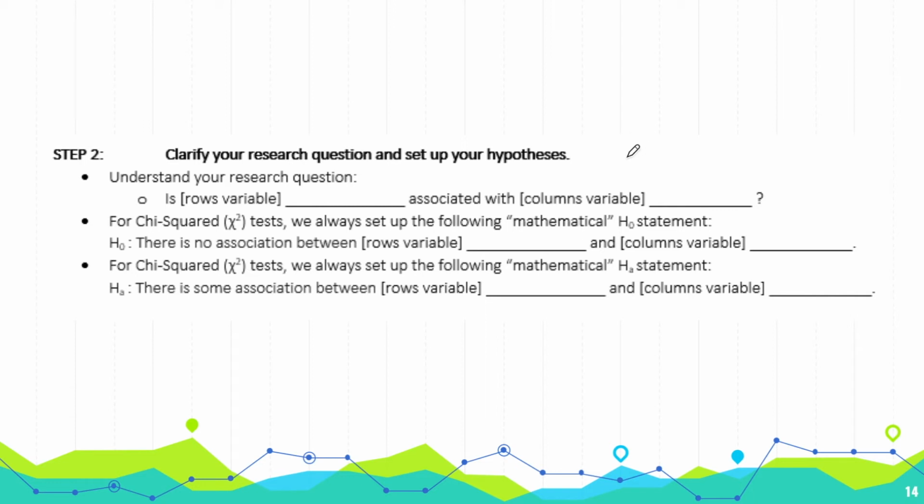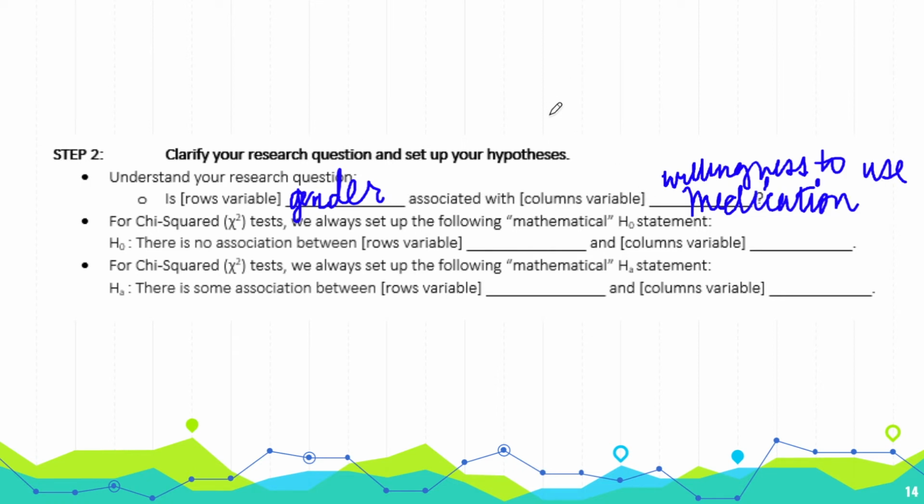The next step for this problem is to clarify your research question and set up your hypotheses. Understand your research question. It's always going to be in this format. Is your rows variable associated with your columns variable? In other words, is gender associated with your willingness to use your medication? That's your research question. For chi-squared tests, we always set up the following mathematical null hypothesis statement. There is no association between gender and willingness to use. And for chi-squared tests, we always set up the following mathematical alternative hypothesis statement. There is some association between gender and a willingness to use medication.